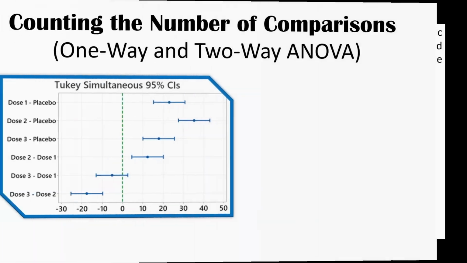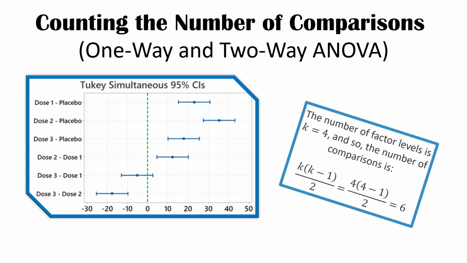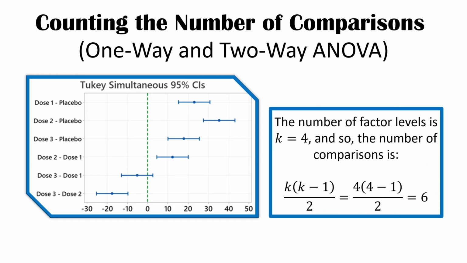So looking at the multiple comparisons, before we talk about those, let me just remind you of how you could determine the number of comparisons that are necessary given the number of factor levels. So in this scenario, we have 4 factor levels. And so the number of comparisons is 4 times 4 minus 1, divided by 2, gives 6.